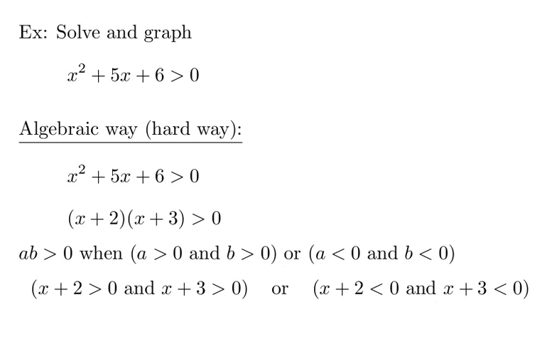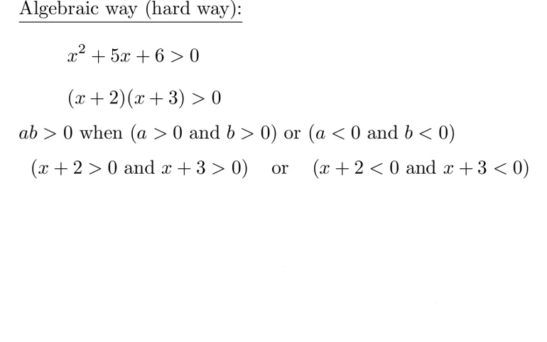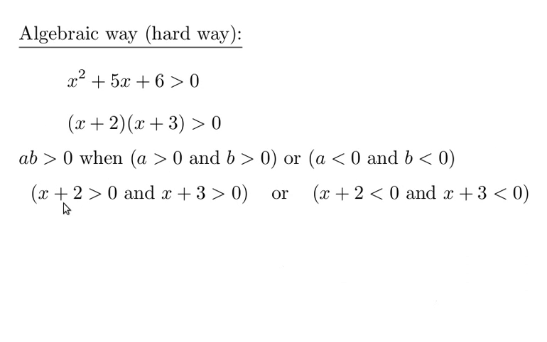If we want to continue solving this, I'm just going to keep it like this. On the next line, subtract 2 from both sides here. So we'll get that x is greater than negative 2 and x is greater than negative 3.